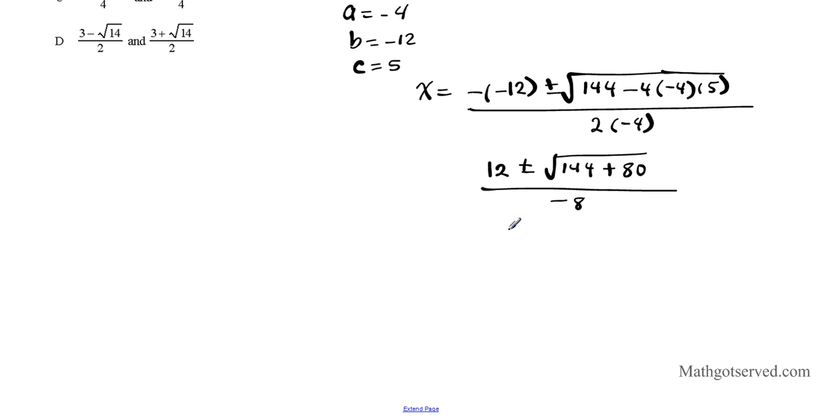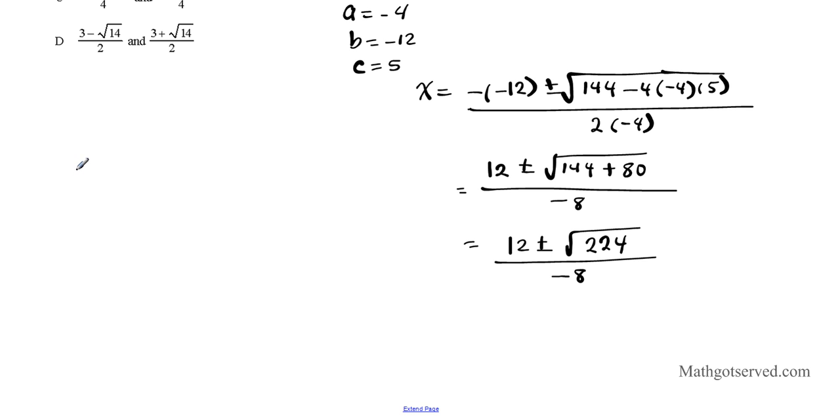Simplify further, we'll get 12 plus or minus the square root of 224 over negative 8. Okay? All right, now we're going to try and break 224 down as much as we can.